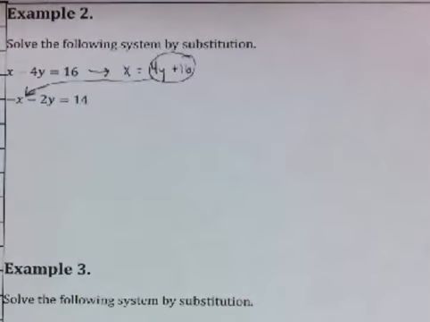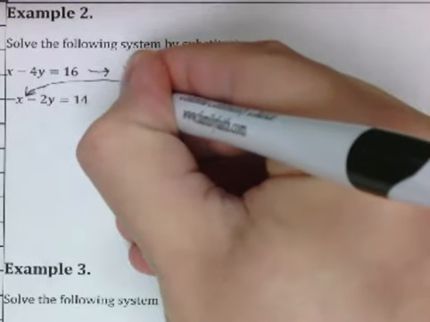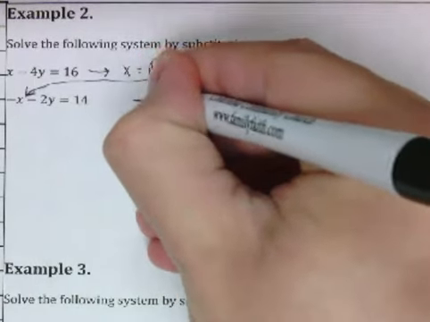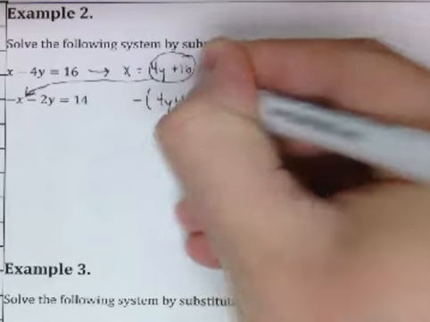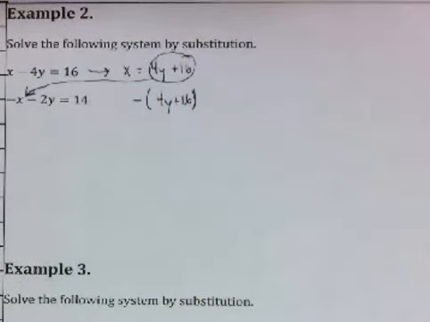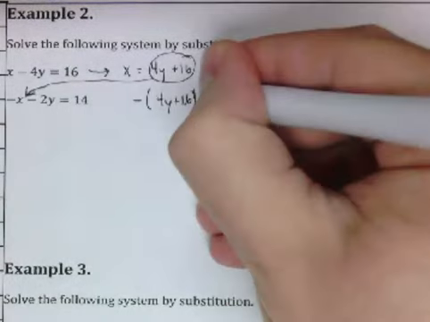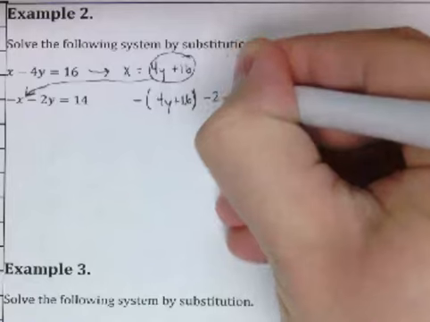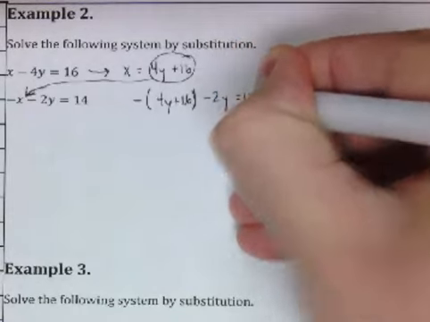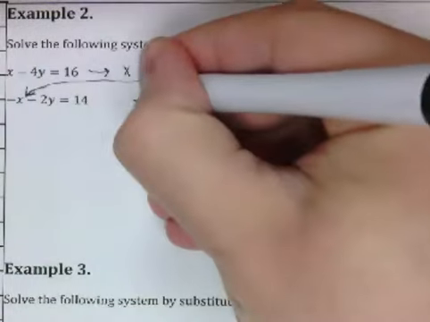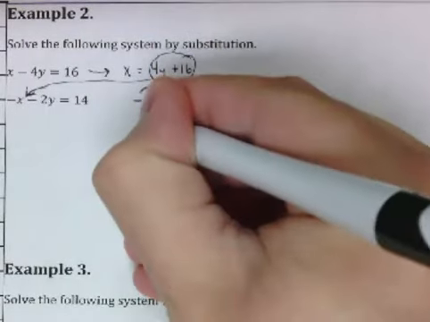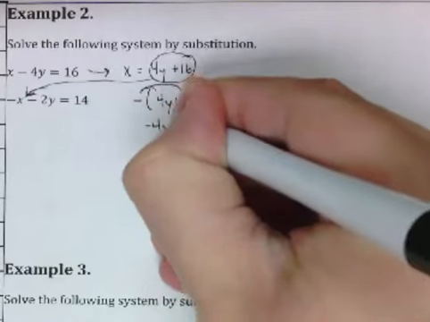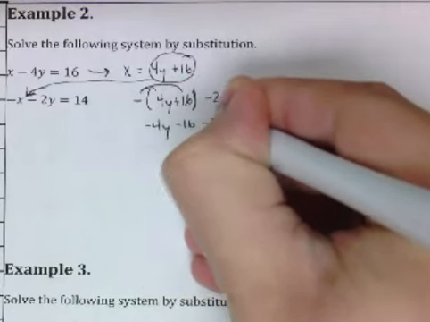We've got a negative now, 4y plus 16. I always like to put whatever we plug in for our variable in parentheses, just to make sure that we are applying any negatives or anything that we need to. Minus 2y equals 14. We need to distribute that negative through the parentheses, so it's going to be a negative 4y minus 16 minus 2y equals 14.